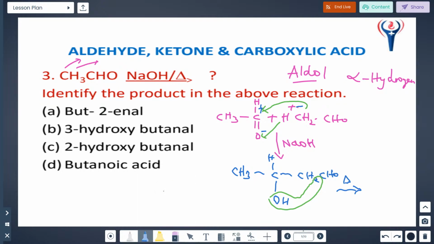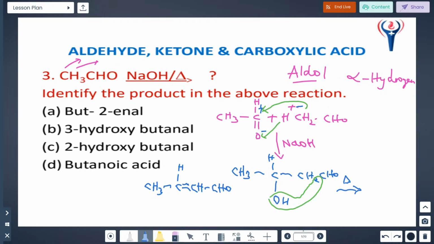Now the product is, I write it here. Listen. What's the product? CH3, CH. Then I told you, if you remove a water molecule between these two carbons, we have to put the double bond. So our double bond is coming between these two carbons. Understood? Here double bond. Are you following? Then CH, CHO. Are you following?